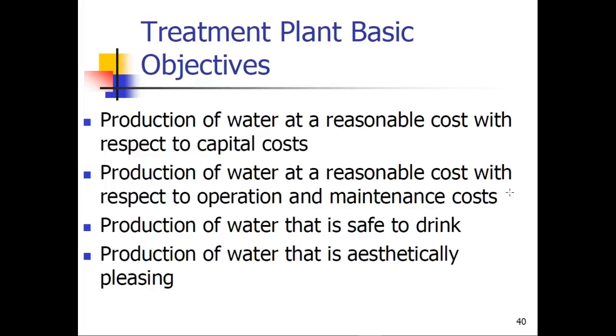So treatment plant and the basic objectives is the production of water at a reasonable cost with respect to capital costs, production of water at a reasonable cost with respect to operation and maintenance costs, the production of water that is safe to drink, the production of water that is aesthetically pleasing.